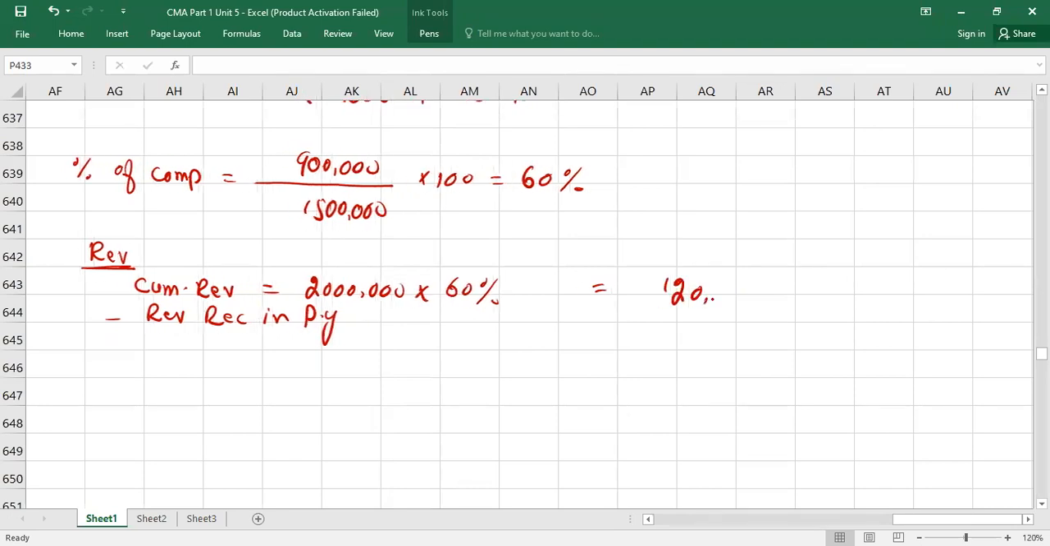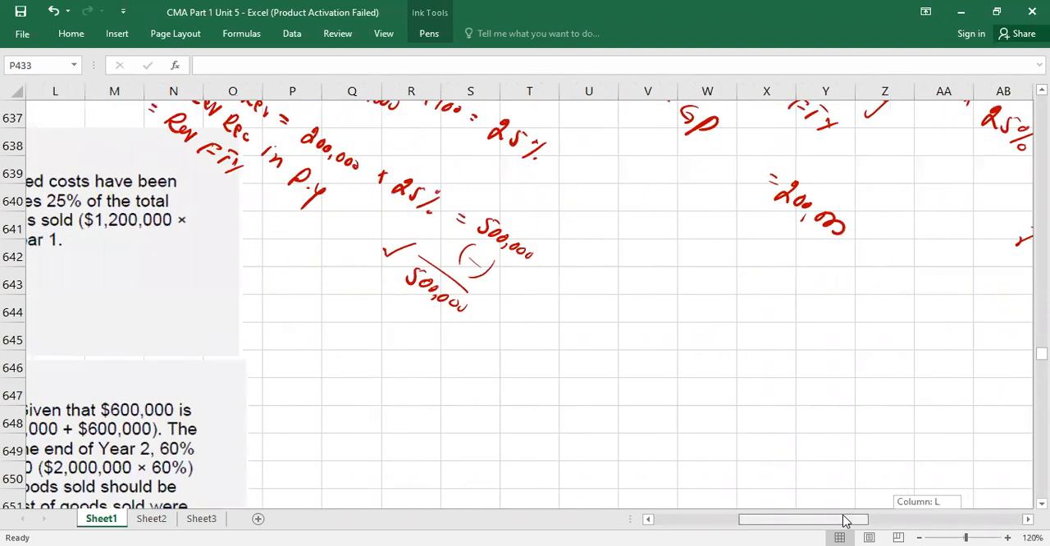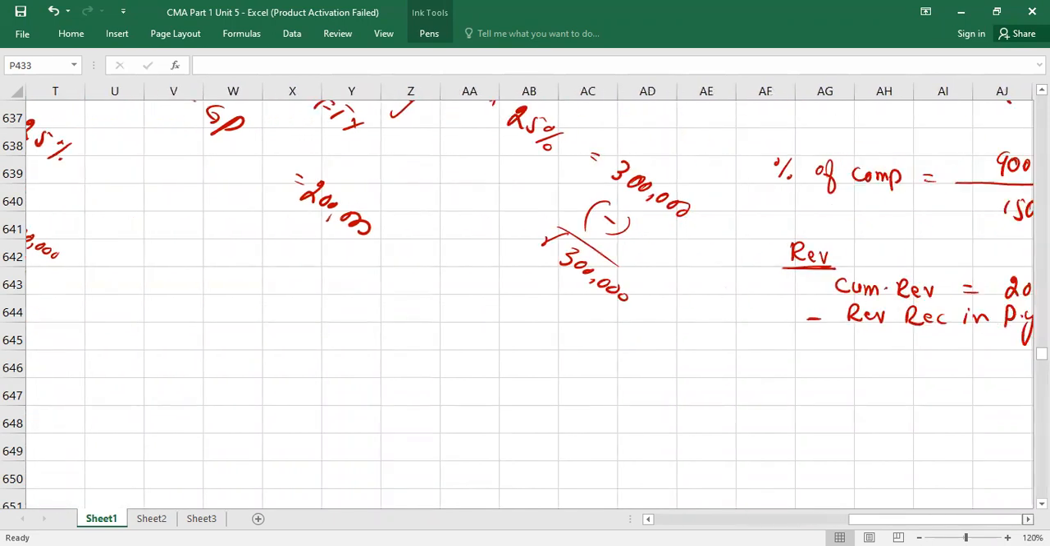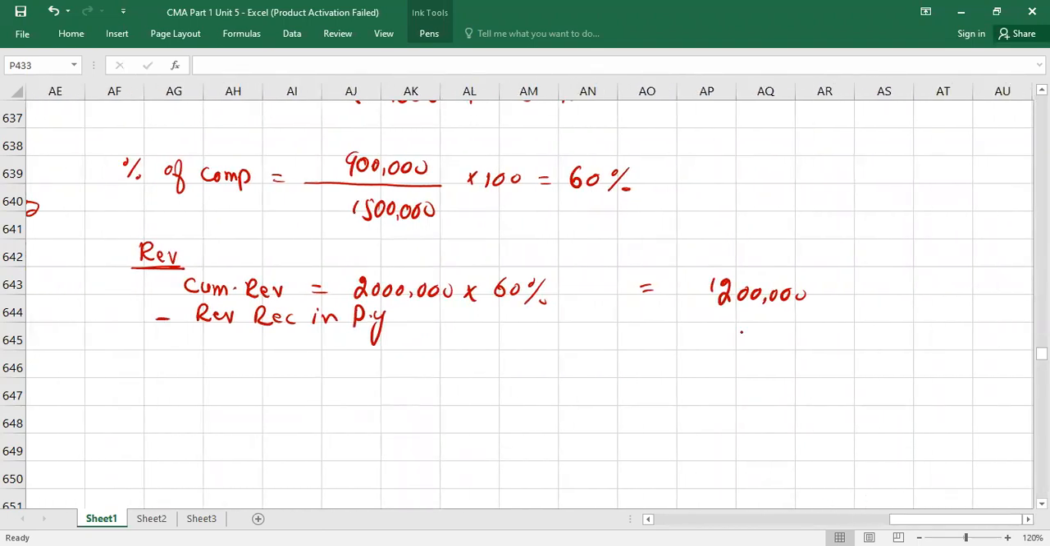1.2 million, right? And now you have to deduct revenue recognized in previous year. In previous year, how much revenue we have recognized? Here it is calculated. 500,000. We will deduct 500,000 from here. So how much revenue you will recognize in the current period? 700,000. This is the revenue for the year. Understood?